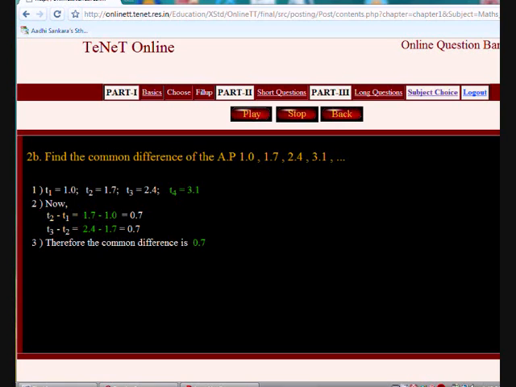Now T2 minus T1, that is the difference between the two terms, equal to 1.7 minus 1.0 equal to 0.7. Now the difference between the third term and the second term, T3 minus T2 equal to 2.4 minus 1.7 equal to 0.7. We can see that T2 minus T1 equal to T3 minus T2 equal to 0.7. Therefore the common difference is 0.7.